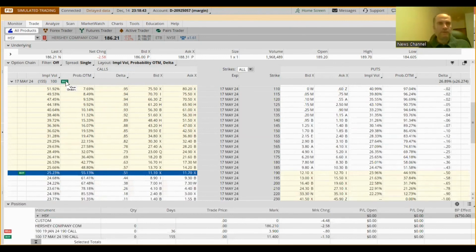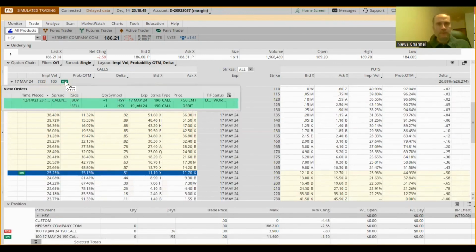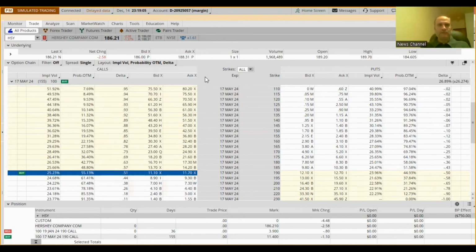Okay, so let's take a look at the trade. The market's closed now. So as you can see, this is the trade working. So there you go. This was a lesson demonstrating the calendar spread options trading strategy.